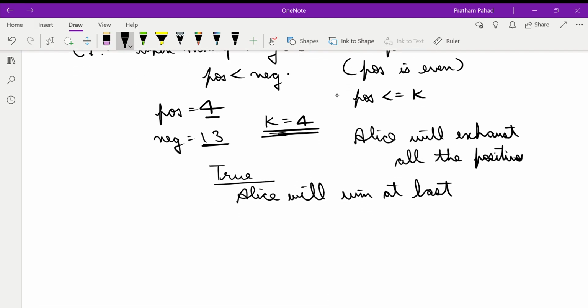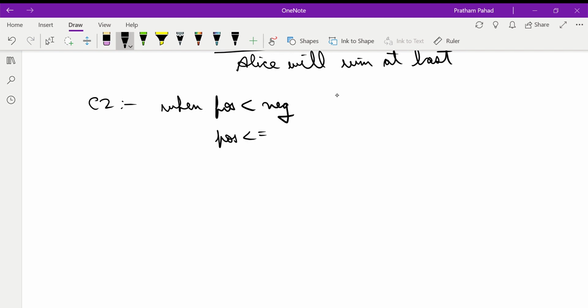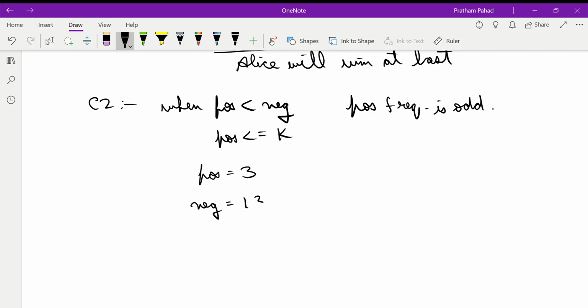Let's take another case. Case 2, when your positive count is less than your negative count, and positive is less than or equal to k, but your positive frequency is odd. Okay, let's say your positive is 3, your negative is 13, and your k is 5.